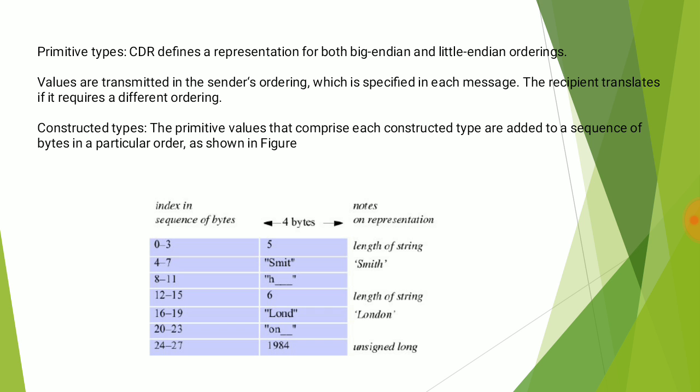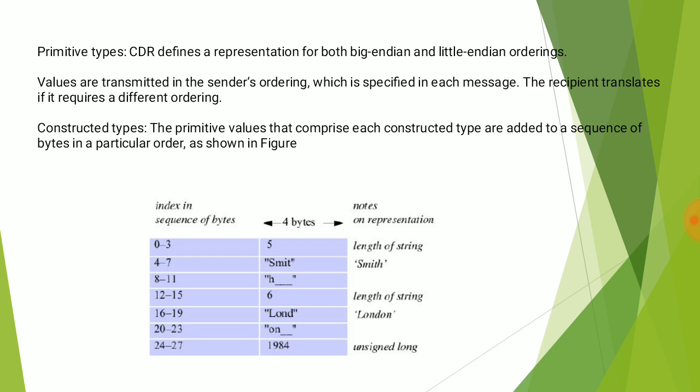In the primitive types, CDR defines a representation for both big endian and little endian orderings. Values are transmitted in the sender's ordering, which is specified in each message. The recipient translates if it requires a different ordering. The primitive values that comprise each constructed type are added to a sequence of bytes in a particular order, as shown in the figure.